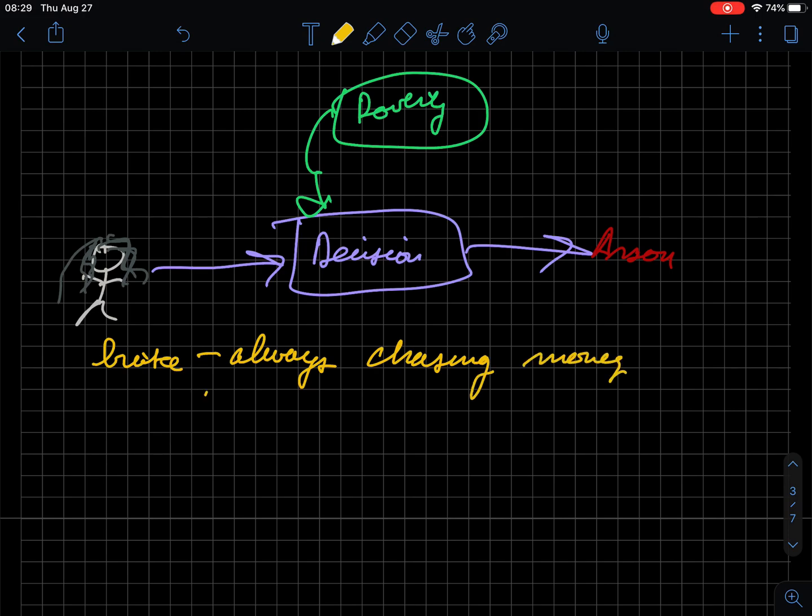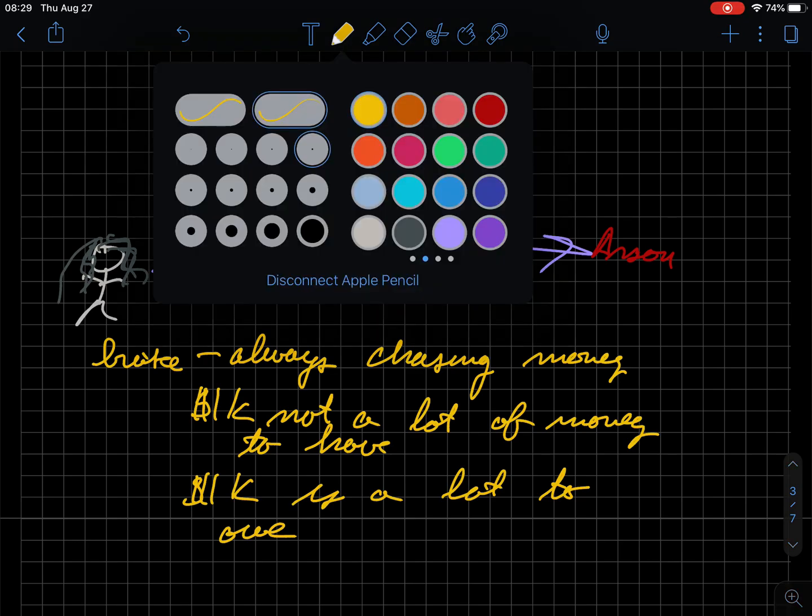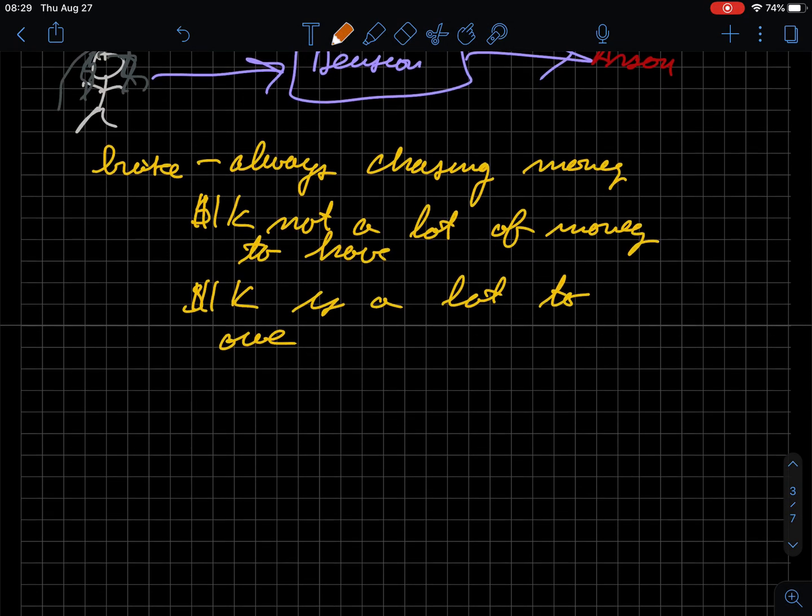What's a good truism? Just one thing, like 1,000 is not a lot of money to have. If you're like, I'm 1,000 up here, yeah, whatever. But 1K is a lot to owe. And so people who are entrenched in poverty have to deal with this kind of process frequently, where you're always chasing money, things like this.